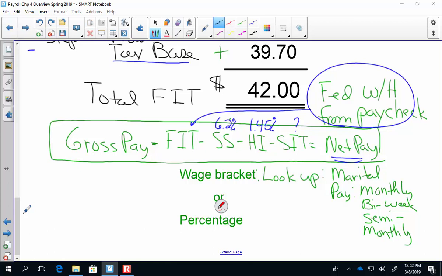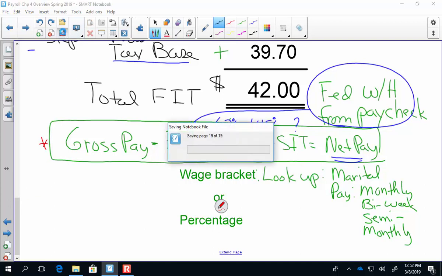And remember here also that gross pay minus our federal withholding, minus our Social Security, this is employee now, not employer, and Medicare and state withholding gives us our net pay for that particular individual. Unless they have other deductions like child support or health insurance, that might also come out of their paycheck.